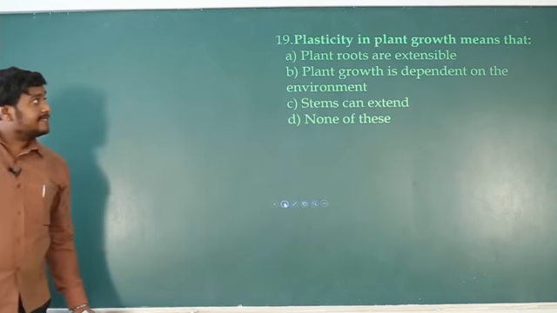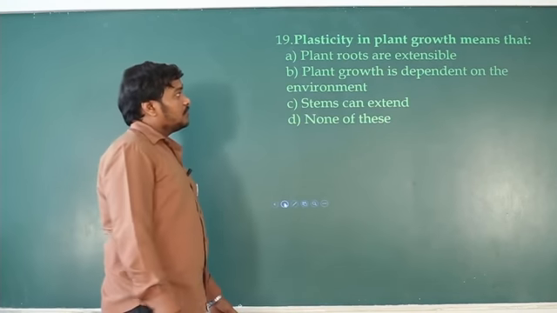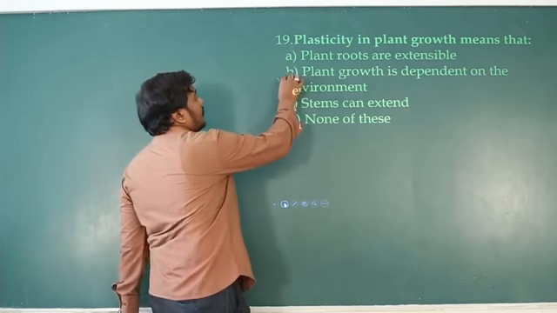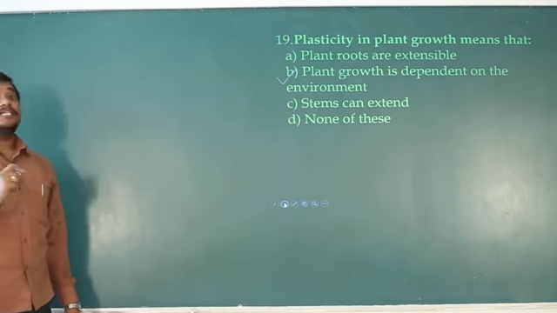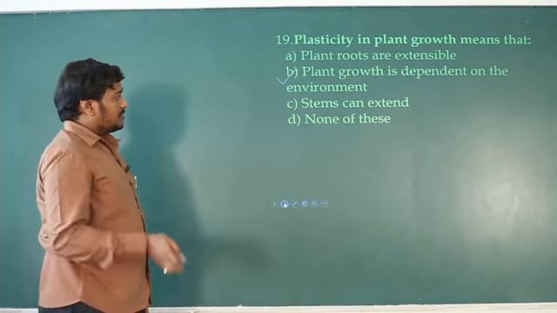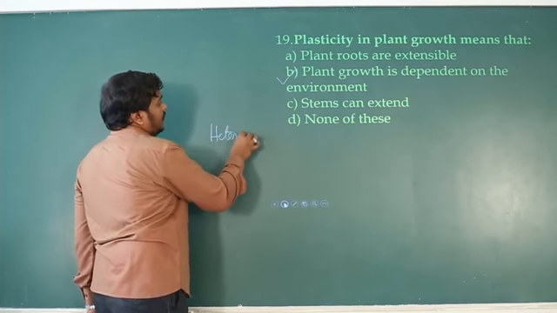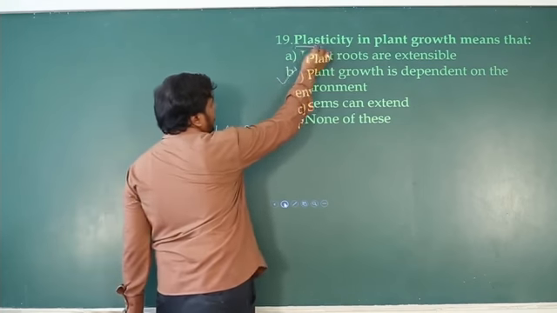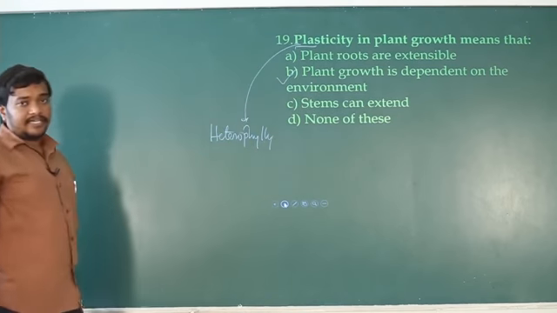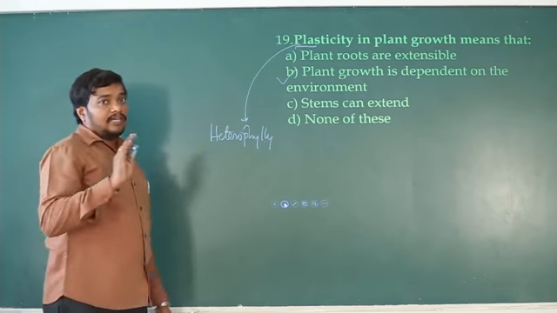So plasticity in plant growth means that plant roots are extensible, plant growth depends on the environment. So plasticity means the changes that happen in the plant in response to environmental conditions. Sometimes the best example is the condition called heterophylly, which is best explained by this plasticity. Heterophylly is a condition where a plant can produce two kinds of leaves, according to environmental condition.